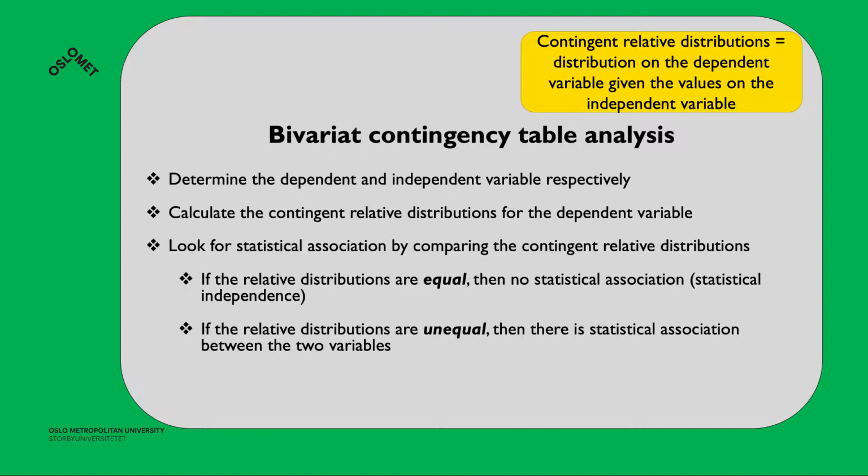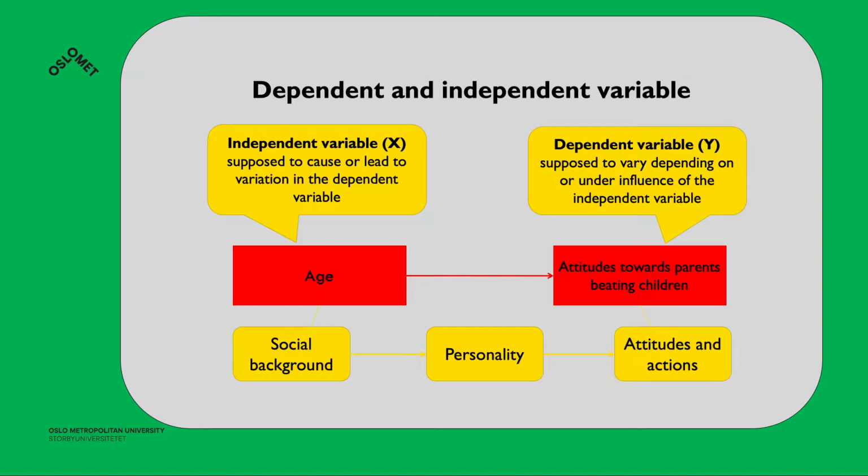If the relative distributions are equal, there is no statistical association. It's statistical independence, but if the relative distributions are unequal, there is statistical association between the 2 variables. So in our example, we will examine whether there are differences between the age groups according to how they view whether it's justifiable or not for parents to beat their children. So we will look for attitude differences between age groups. So we have to decide what is the dependent and independent variable respectively.